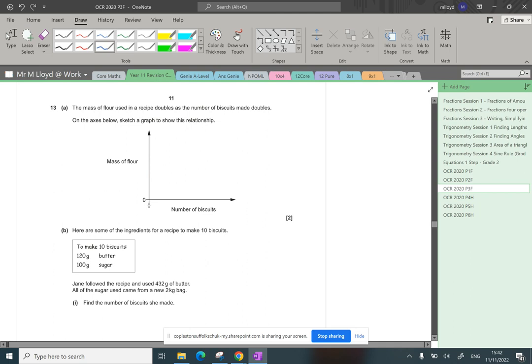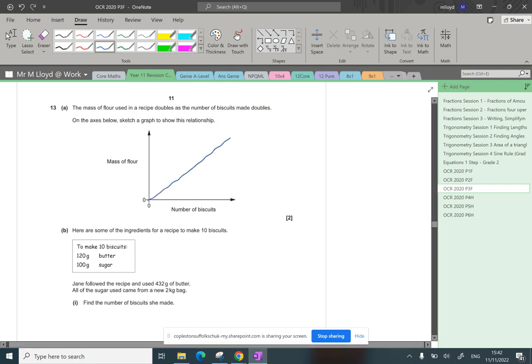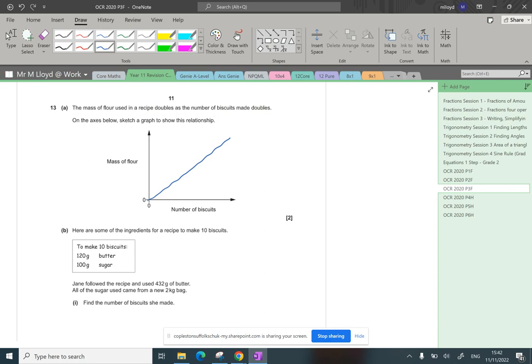Okay, the mass of flour used in a recipe doubles as the number of biscuits made doubles. On the axes, sketch a graph for this relationship. So it should start with 0, 0. And as we go across, we'll just draw a line across there. Now, we don't know the scale of it, but we know that it is going to be a straight line. It's going to be direct proportion because as one doubles, the other one will double.